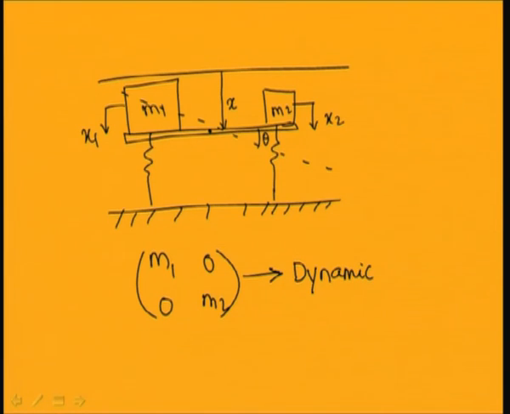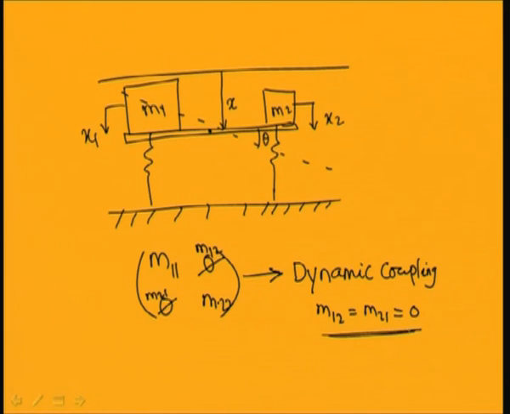So, dynamic coupling. In case of dynamic coupling you will have, instead of 0, some term. So, this is m11, m12, this will be m21, this will be m22. In case of a dynamic coupling, you will have this m12 and m21, and in case of a dynamically uncoupled system, you will have this m12 and m21 equal to 0.